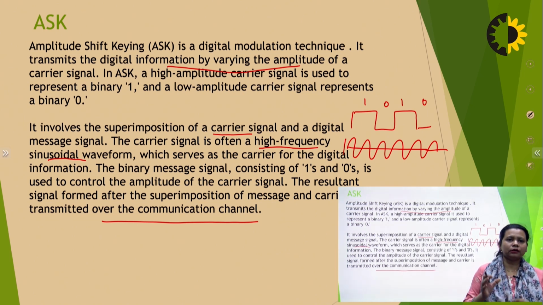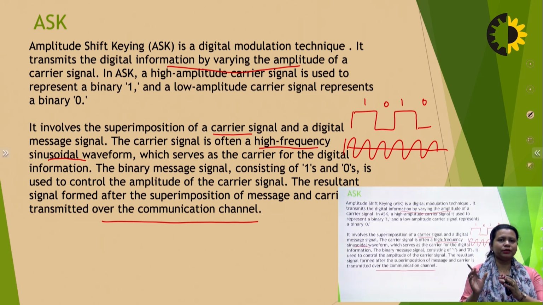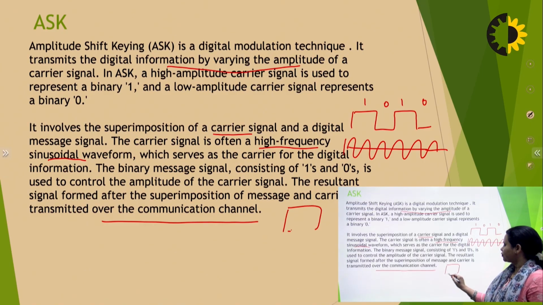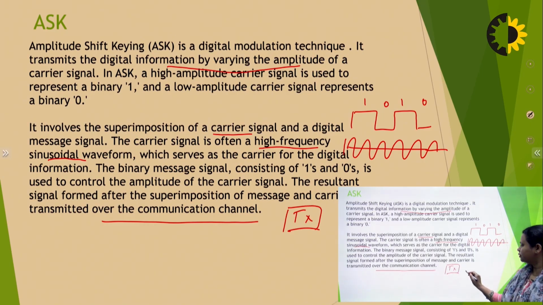We all know that our communication system is comprised of our transmitter, right, and our receiver, and there is something in between the transmitter and the receiver. That something is basically the channel, right? This something is basically the channel. So this carrier signal basically helps us to take our signal from transmitter to receiver over this channel. So this is a simple description of ASK.